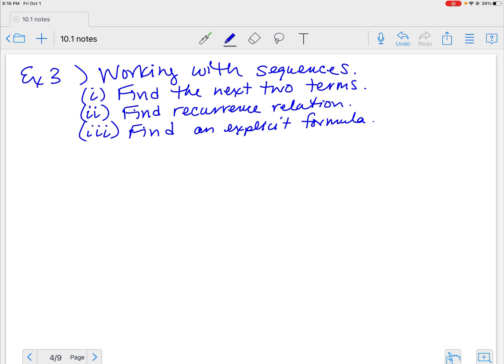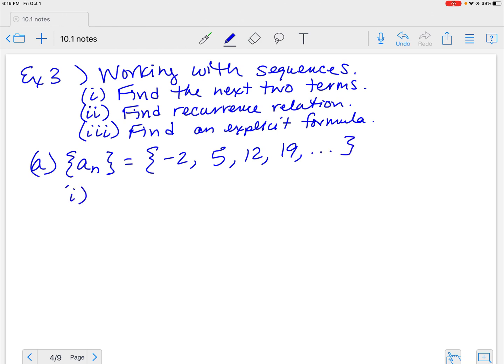Here we have A sub n is equal to -2, 5, 12, 19. So the first thing we're looking for are the next two terms. What comes next? What pattern are you seeing happening here? How did I get from -2 to 5? From 5 to 12? From 12 to 19? Yes, you're going to add 7 every time.